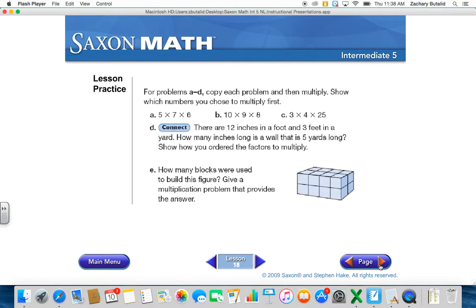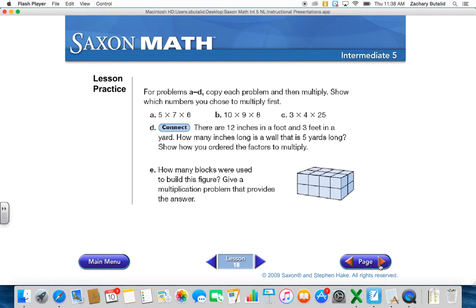Here's your lesson practice for tonight. For problems A through D, you're going to copy each problem, and then multiply. Remember, you're always showing your work, so you're going to show which numbers you choose to multiply first. Because it's commutative, it doesn't make any difference what order you go in; you're always going to get the same answer. Like on A, you could do 5 times 7 equals, put that answer, and then multiply that times 6. That will be your answer that goes into your box. You're going to do that for A, B, and C.